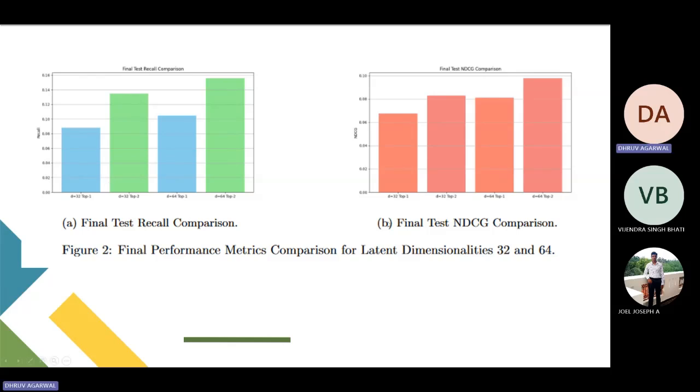And similarly, we can see the same type of result in the NDCG comparisons. That is, for D equal to 64, the recall 20 score is more than the D32 recall 20 value. And similarly for recall 40, the D64 value is higher as compared to the D32 value.